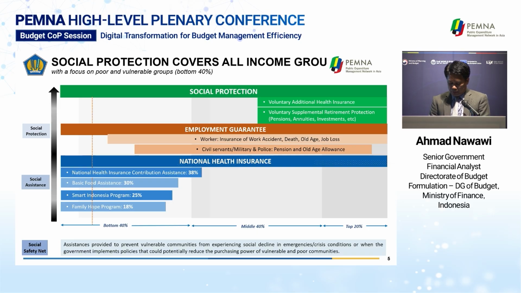Social protection program in Indonesia. Indonesia's social protection system covers all income groups, but prioritizes the bottom 40% of the population. This approach ensures that the poor and vulnerable groups receive the largest share of support. And the system also functions as a social safety net during economic shock or crisis. For example, during periods of economic disruption or policy adjustment, social assistance programs are used to protect the purchasing power of vulnerable households.